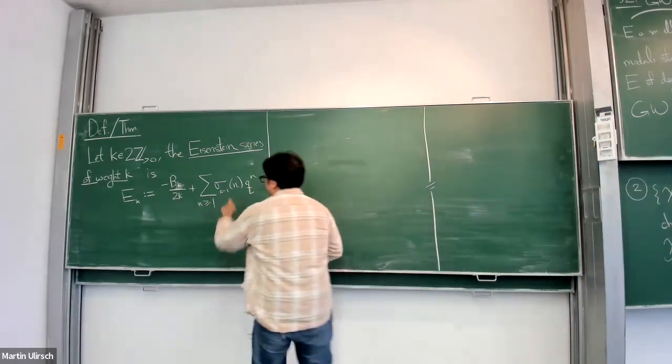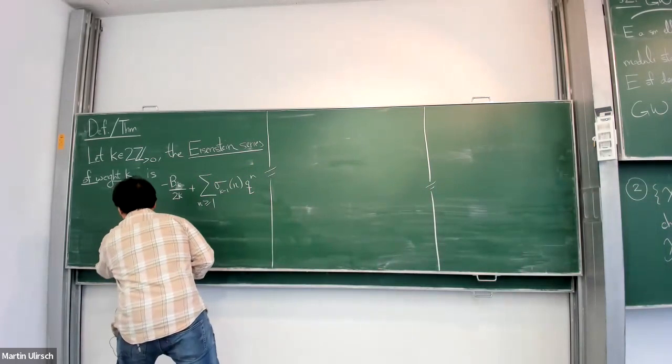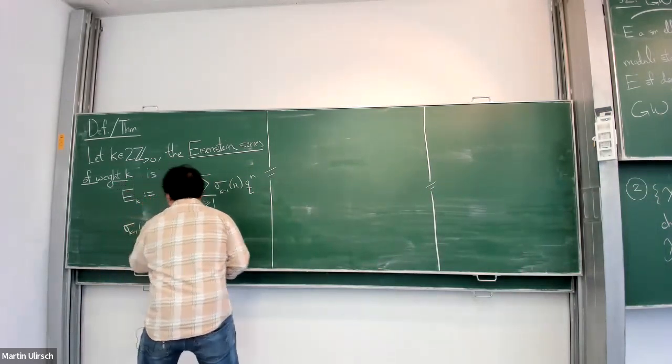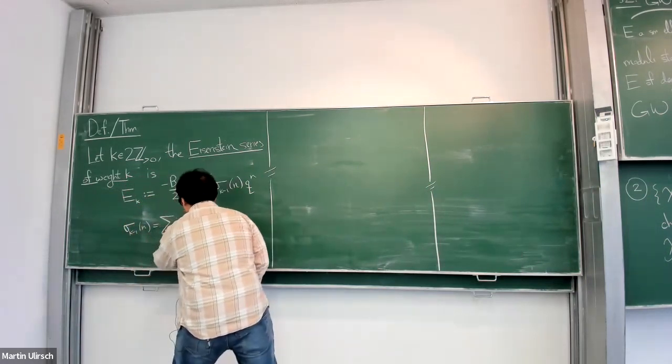And oh yeah, what does this mean here? Sigma of k minus 1 is similar to the sum of divisors, but now we take k minus 1 powers of it.